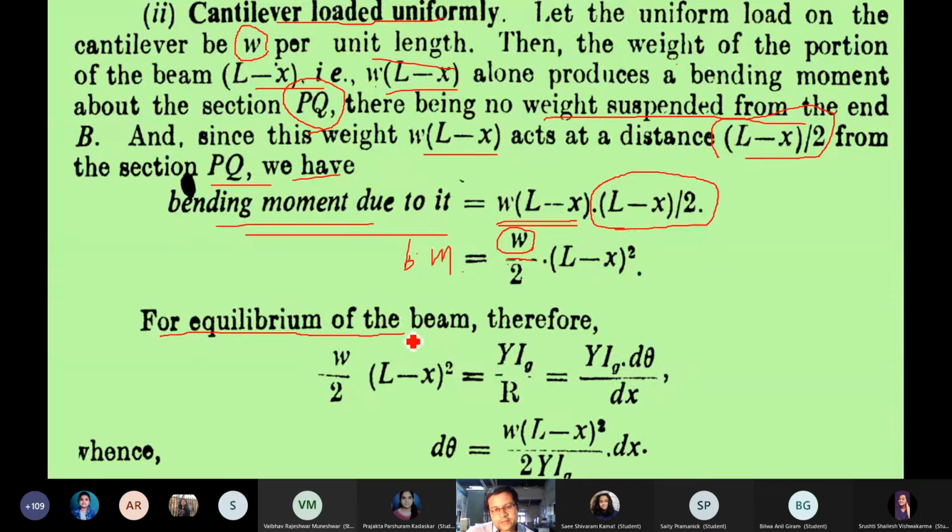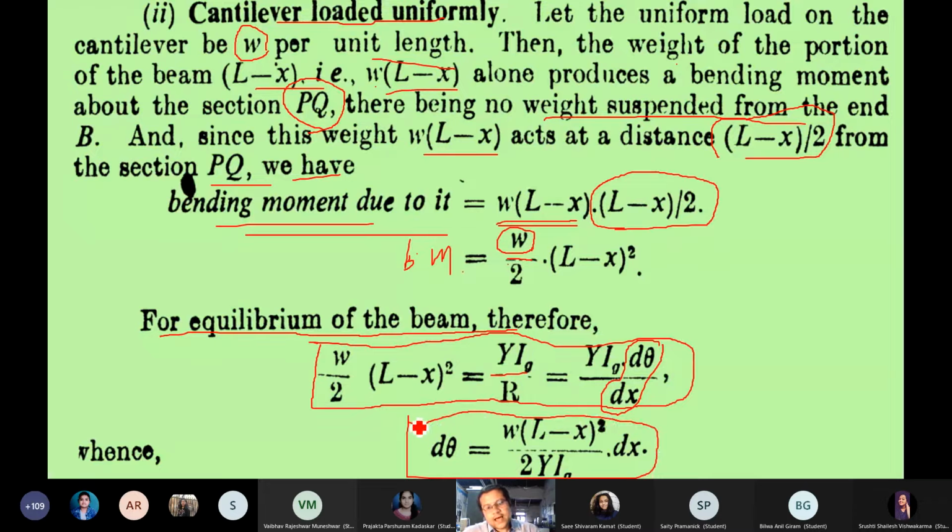So for equilibrium of this beam, we need to write W by 2 (L minus x) whole square, which is equivalent to the similar things that we solved in case 1. Yesterday we also talked about how the expression Ig by R comes from the bending moment, which gives me d theta by dx, and we find d theta in terms of dx because we need to find the deflection produced along the perpendicular length.